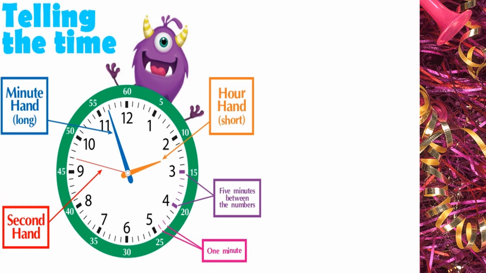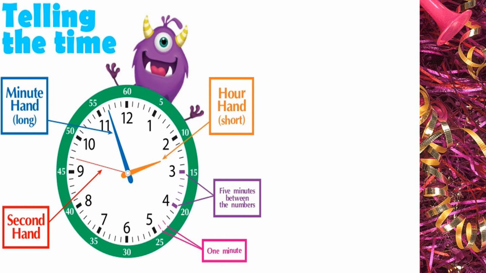Now let's start with telling time. We studied it in grade 2 and our monster here will help us to remember it. We learned that we have 2 hands, the short hand for hours and the long hand for minutes. We have here a very thin hand, which is for seconds, and it's optional to be found on our clock. Let's focus on the short hand and long hand for hours and minutes.